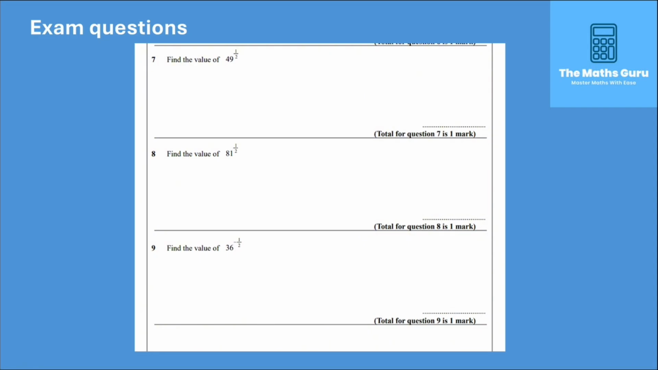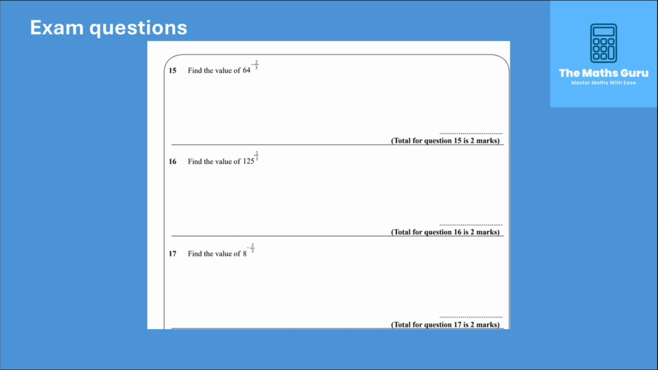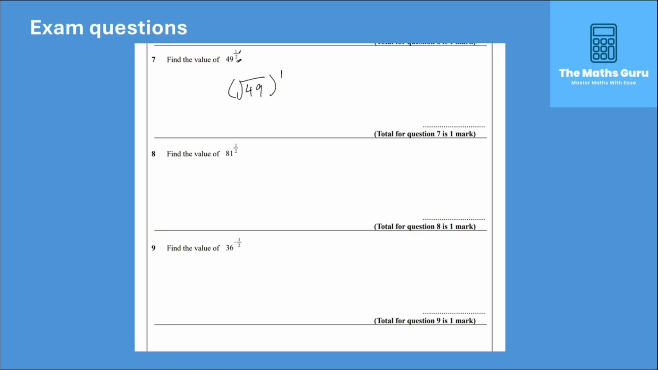Okay, looking at this first couple of questions, we're going to just apply our knowledge that we learned in the revision video. So with 49 to the power of a half, we look at our denominator, square root it because our denominator is 2, and then apply it to the power of 1 because that is our numerator. This is just root 49, which is going to be equal to 7. So our answer is 7.